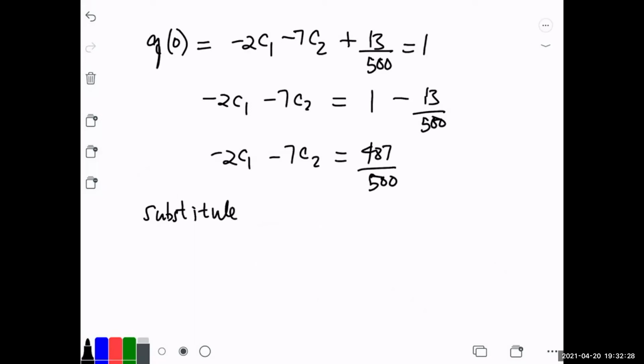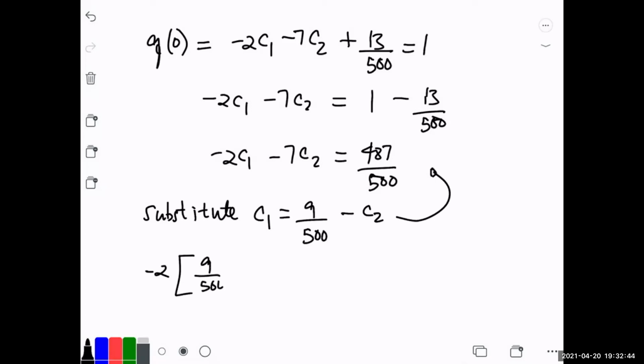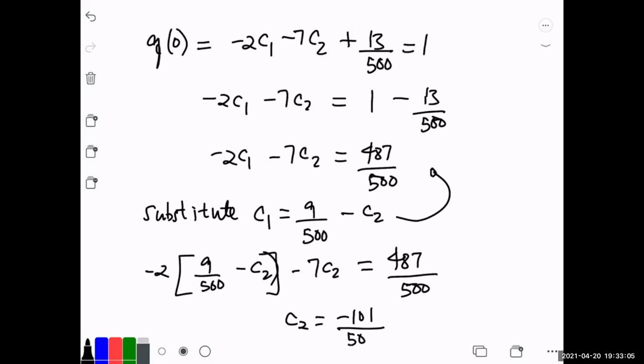So let's substitute our value of C sub 1 from this equation. So we got C sub 1 is equal to 9 over 500 minus C2, right? From our earlier equation. So let's put it here. Okay, so negative 2 times 9 over 500 minus C sub 2, minus 7 C sub 2 equals 487 over 500. Okay, so if you manipulate this, I'm doing the shortcut in the interest of time. So this would be C sub 2 is equal to negative 101 over 500.